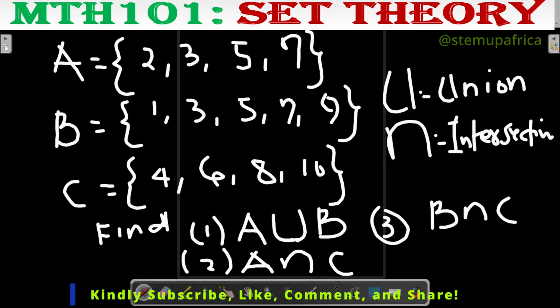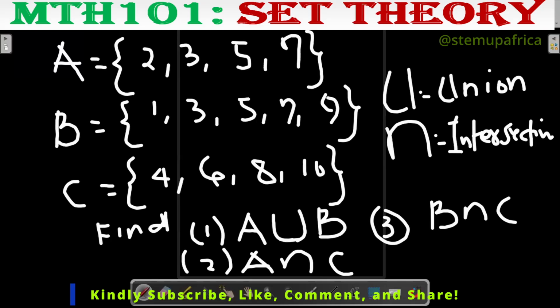A union B: 1, 2, 3, 5, 7, 9. That's A union B. So you combine the two elements, but don't duplicate or repeat any. We have 3, 3 there, but don't say 3, 3. We have 5, 5, I just write only one of them. We have 7, 7, just write one. 3, 5, 7, 9. That is union. Yes, that's how you find union.